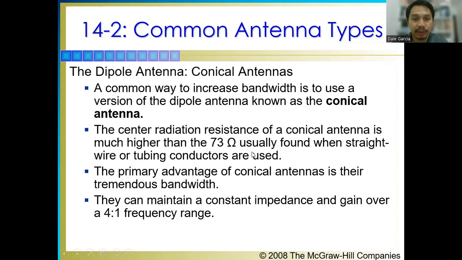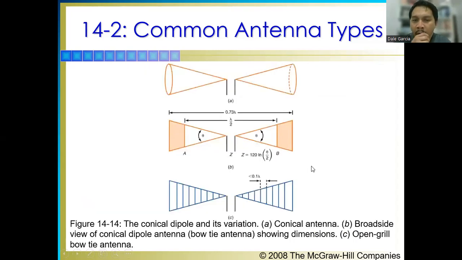It keeps the 73 ohms at the center, no? The primary advantage of a conical antenna is its tremendous bandwidth. So it's better if the shape of the antenna is conical.